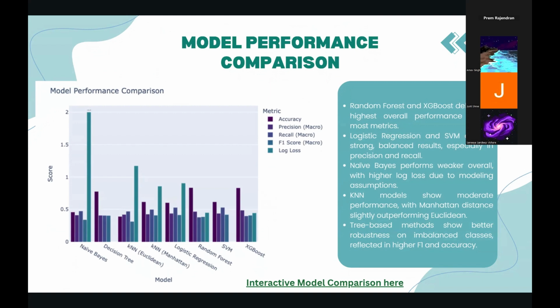Logistic regression and SVM are stable and balanced, while KNN sits in the middle. Naive Bayes performs the weakest because its assumptions do not match the data. Overall, the tree-based models stand out as the most reliable and interpretable options for this dataset. More static and interactive visualizations have been integrated into our project's README file and the results folder in the repository. Now over to Arnav for the conclusion.